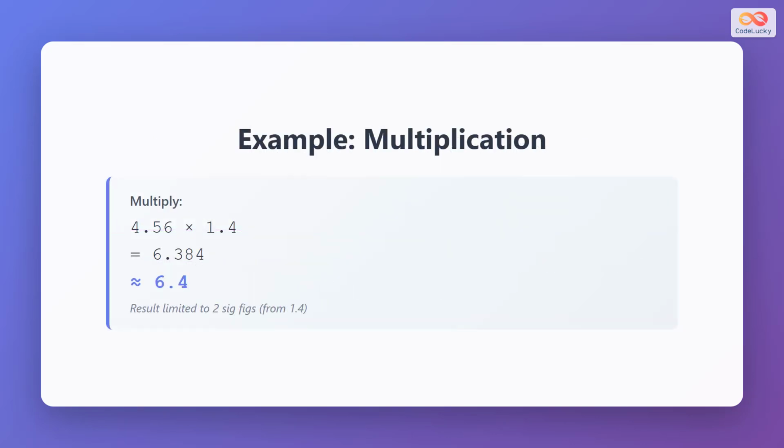Let's work through a multiplication example. If we multiply 4.56 by 1.4, we get 6.384 on our calculator. However, 1.4 has only 2 significant figures, while 4.56 has 3. Our answer must be limited to 2 significant figures, matching the least precise measurement. Therefore, we round 6.384 to 6.4 as our final answer.